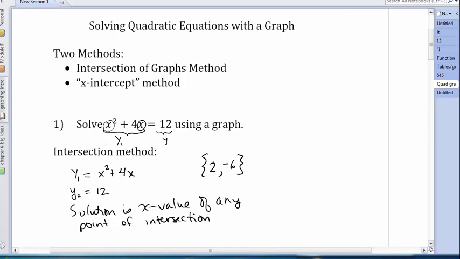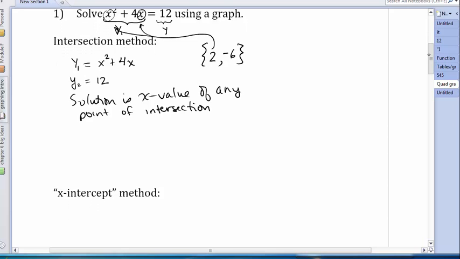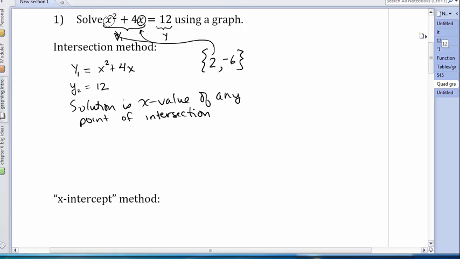And you should notice that if I take these numbers and I put them into this equation, 2 squared plus 4 times 2 is 12, and negative 6 squared plus 4 times negative 6 is also 12. Now the other way that you can do these problems is with something called the x-intercept method, which kind of goes along the lines of the zero product property.